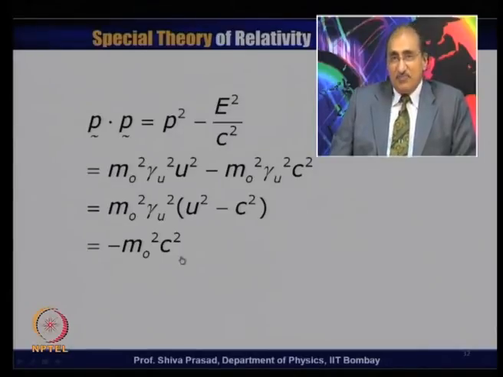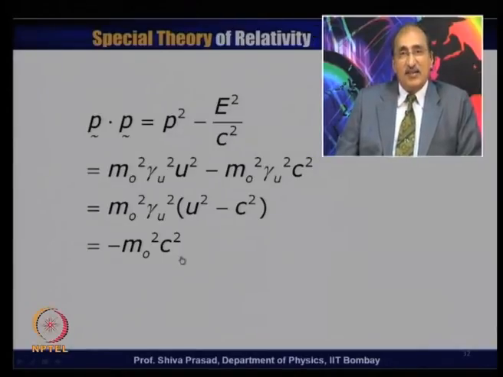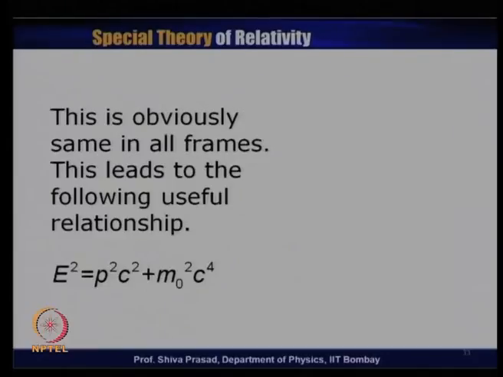But this particular equation gives me something interesting. It tells me that for a single particle, p square minus E square by c square must be equal to minus m naught square c to the power 4. This is what I have written. This is obviously same for all the frames. This leads to the following useful relationship. E square is equal to P square c square plus m naught square c to the power 4.